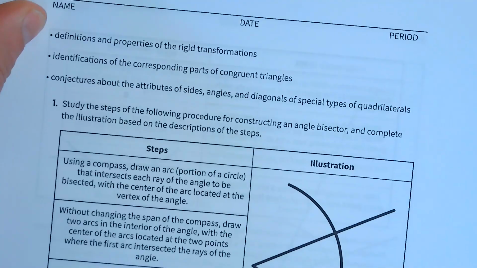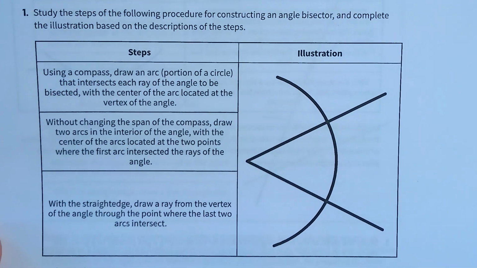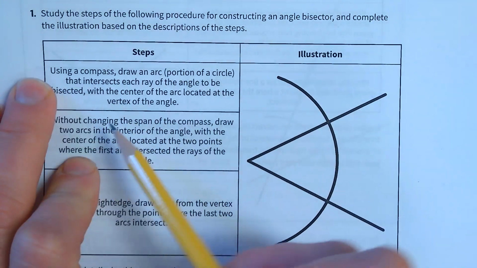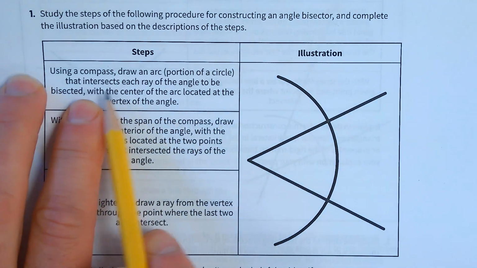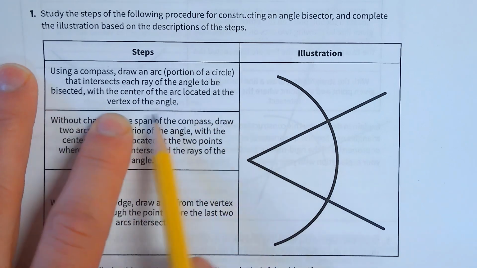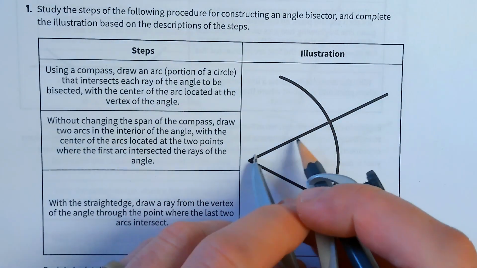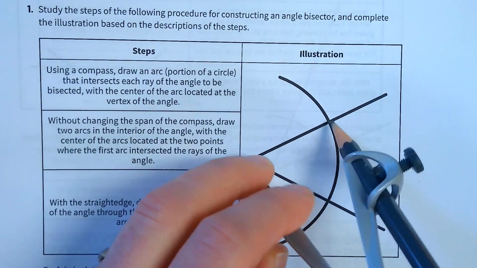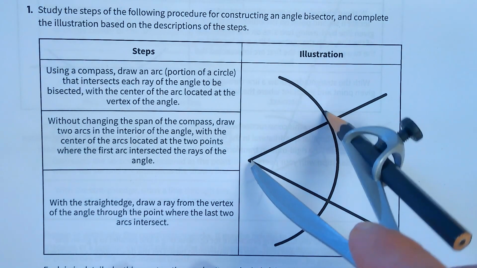So, study the steps of the following procedure for constructing an angle bisector and complete the illustration based on the description of the steps. So, using a compass, draw an arc. Here, they already did that part. That step's done. That intersects each ray of the angle to be bisected with the center of the arc located at the vertex of that angle without changing the span of the compass. Now, usually for angle bisection, you can change the span of the compass after you make this first arc. And in fact, for obtuse angles, you must make it bigger or you won't be able to copy or bisect an obtuse angle.